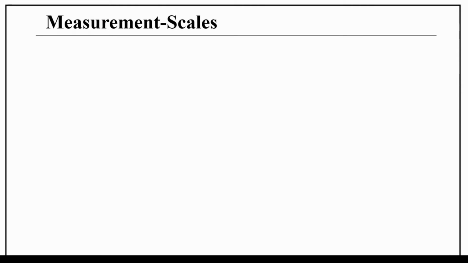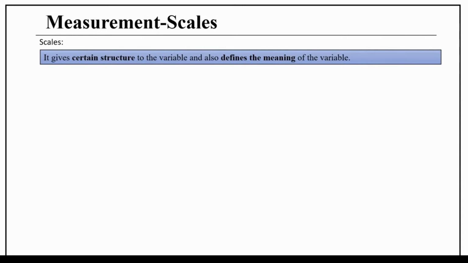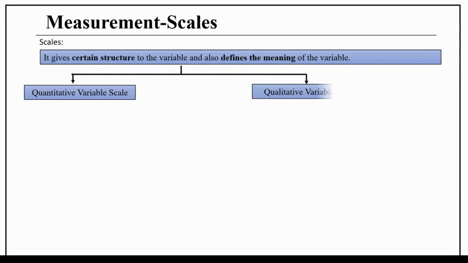Hello friends, welcome again. The next topic which we will discuss is scales. Besides variables being classified as qualitative or quantitative, they can be described according to the scale on which they are defined. Scales give certain structure to the variable and also define the meaning of variables. It can be classified into two parts, quantitative variable and qualitative variable. Quantitative variables, whether discrete or continuous, are defined either on an interval scale or on a ratio scale.